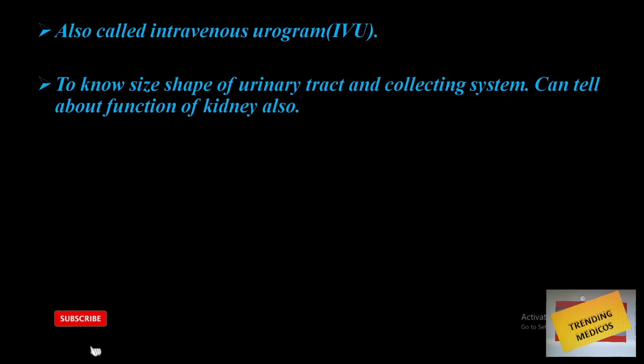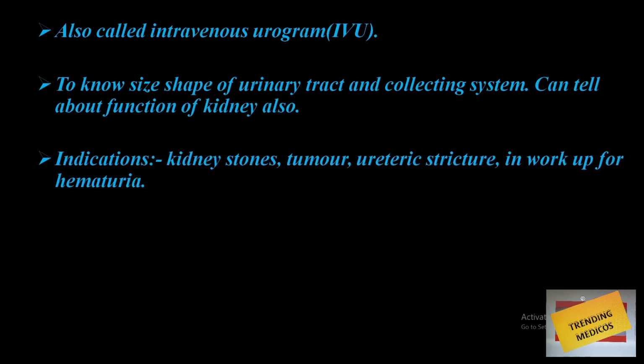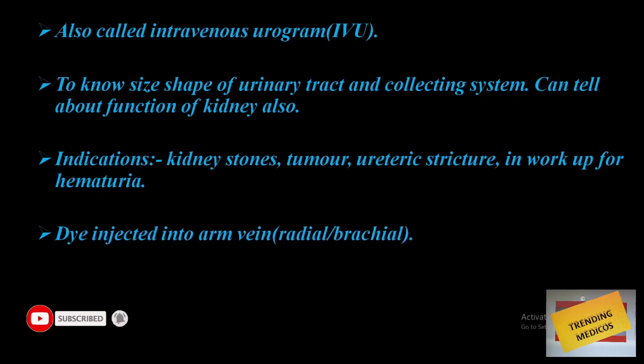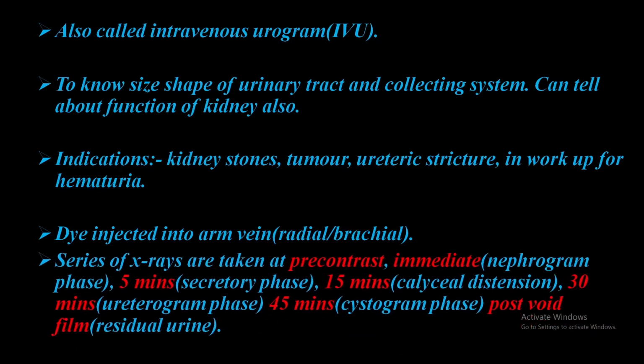It is done to know the size and shape of the urinary tract and collecting system, and it can tell about the function of the kidney. Indications are kidney stones, tumors, ureteric strictures. It is also done for hematuria. Dye is injected into the right or whichever arm vein, radial or brachial.